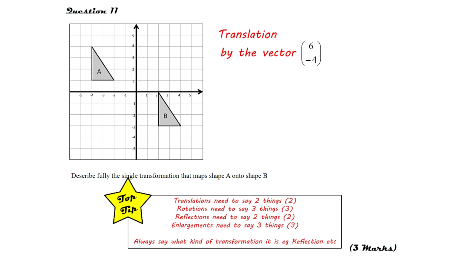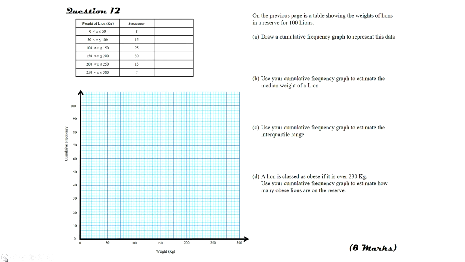For a reflection you need to say 2 things. The first thing, tell me it's a reflection, and the second thing is to tell me where that mirror line is. And for an enlargement, again you need to say 3 things for this one. Tell me it's enlargement, tell me where the center of enlargement is, and what the scale factor is.